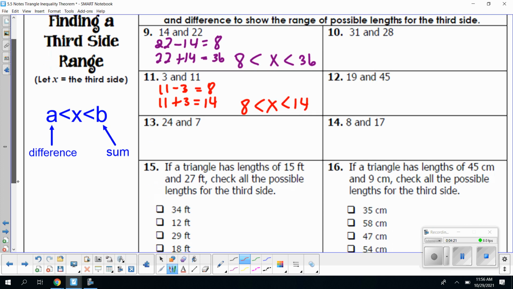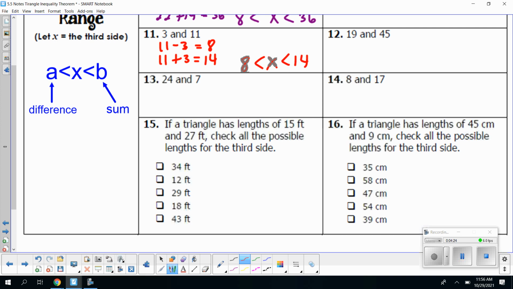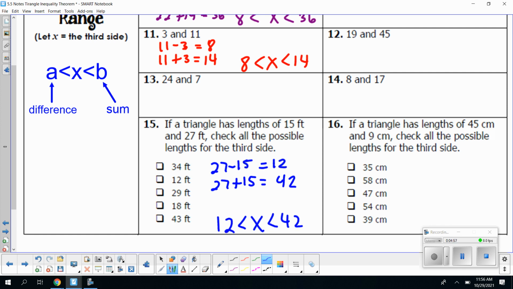Let's take a look at number 15. Number 15 says if a triangle has a length of 15 feet and 27 feet, which of these lengths are possible lengths for that third side? So let's go ahead and find the difference and the sum of 15 and 27. So 27 minus 15 gives me 12. And 27 plus 15 gives me 42. So that means my third side needs to be less than 42, but greater than 12. So if we look at our choices here, 34 is between 12 and 42, 29, and also 18. Okay?